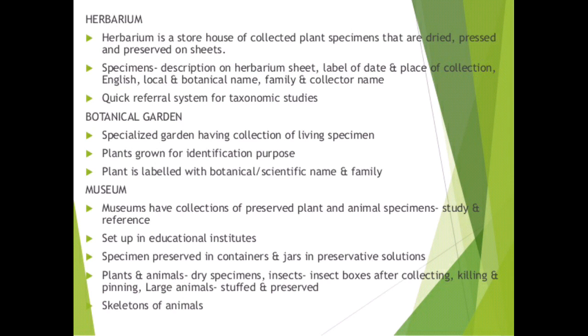Next is museum. Museums have a collection of preserved plant and animal specimens for study and reference. They are set up in educational institutions, with specimens preserved in containers and jars in preservative solutions. Plants and animals are kept as dry specimens, and insect boxes after collecting, killing and pinning. Large animals are stuffed and preserved. Skeletons of animals are also kept in the museum.